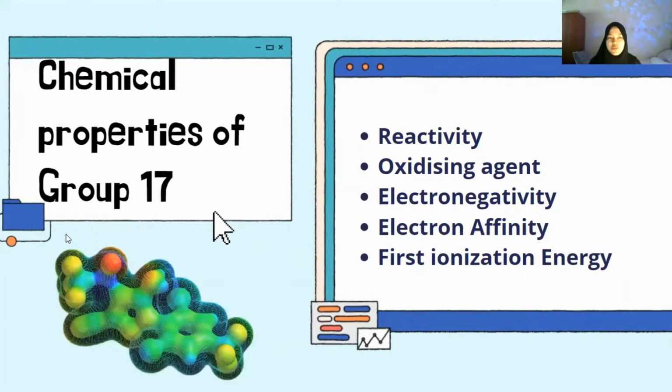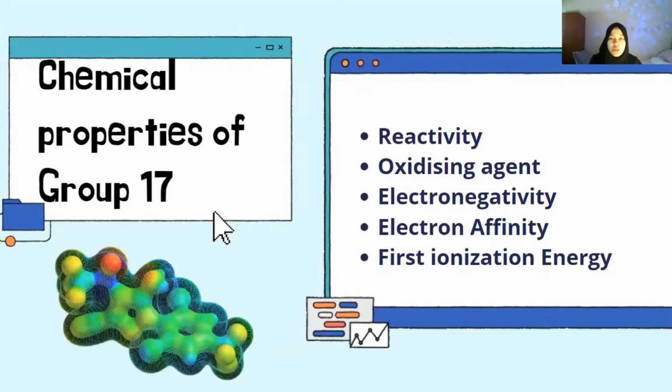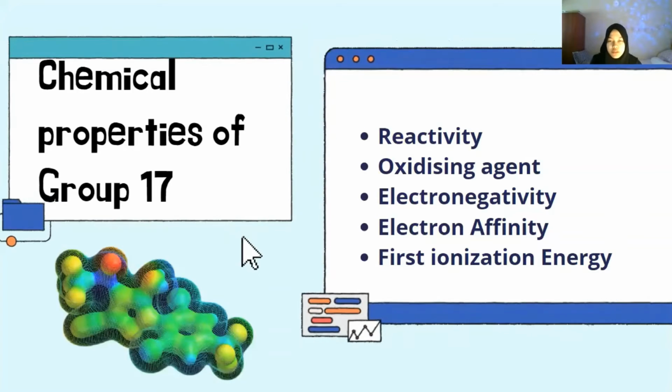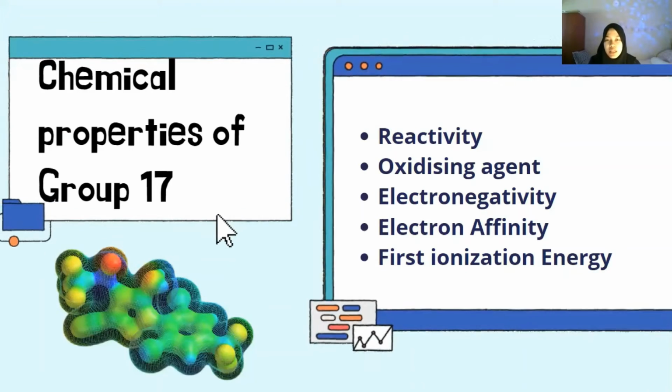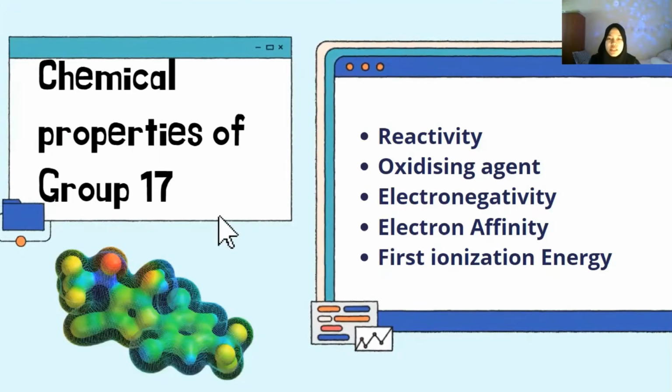Alright, so now let's move on to the chemical properties of group 17. The chemical properties of group 17 consist of reactivity, oxidizing agent, electronegativity, electron affinity, and also first ionization energy. I will explain each one of them in the next slides.